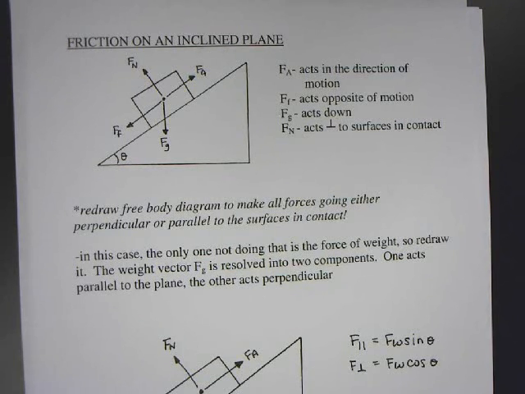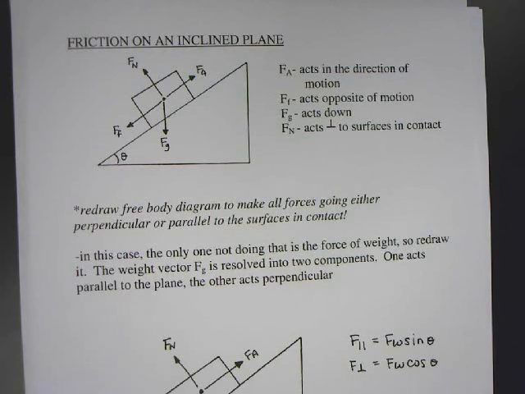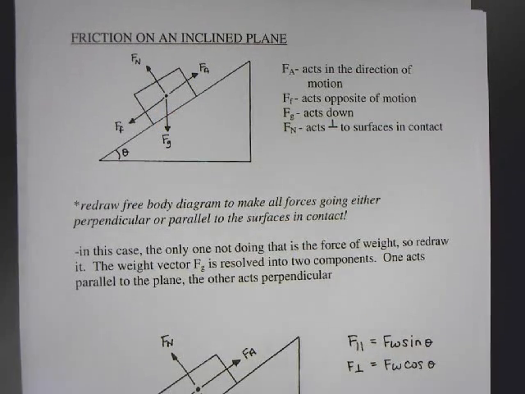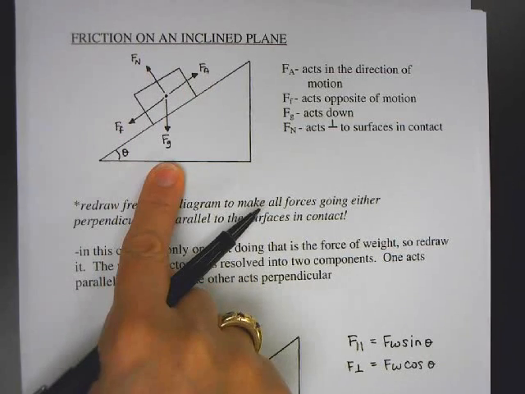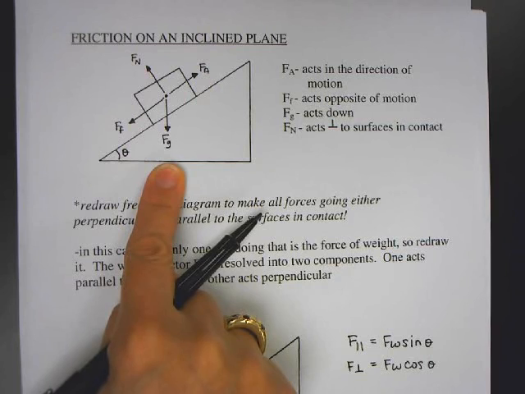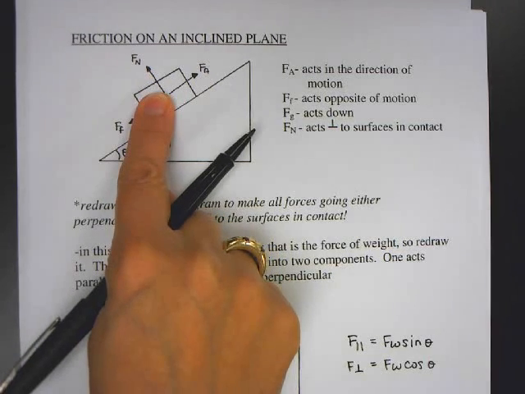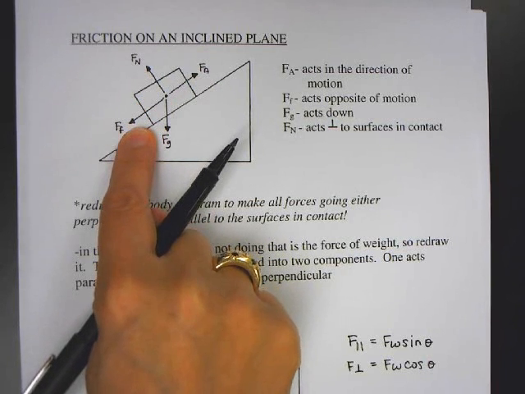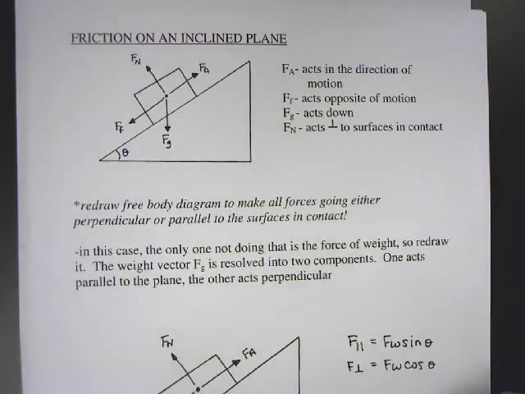The key to doing these problems, just like any other problem, is your free body diagram. So this happens to be on an angle. The key to doing any problem involving angles is first you draw your free body diagram. You show all the forces going in the direction in which they act. You always make positive the direction in which the block is moving. So your normal force acts perpendicular to the surfaces in contact. Your frictional force always acts opposite the direction of motion, and your weight acts down.